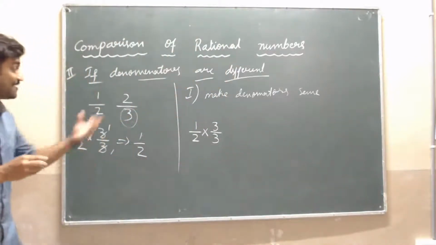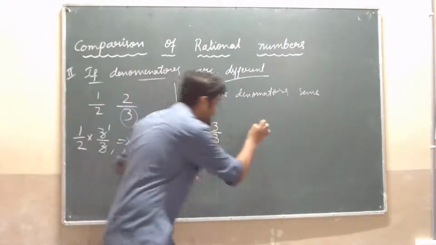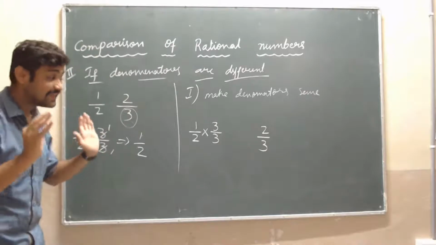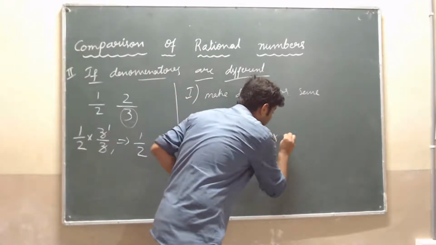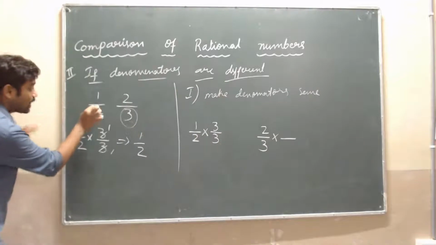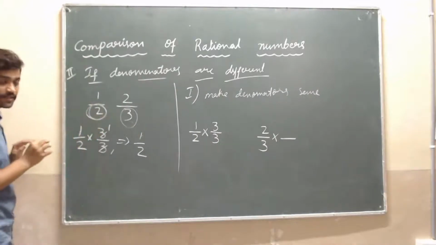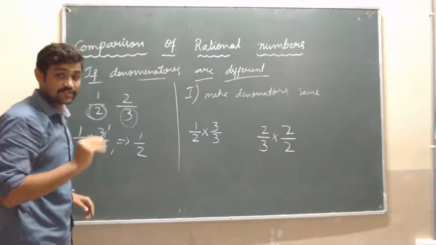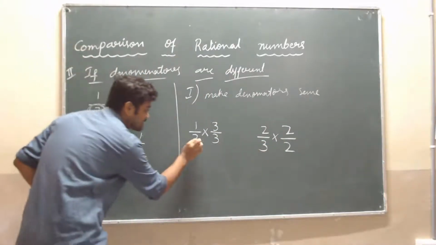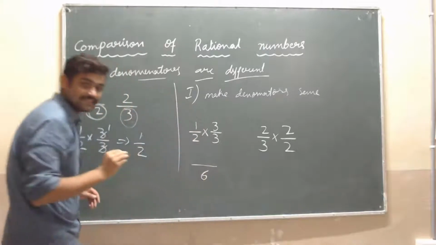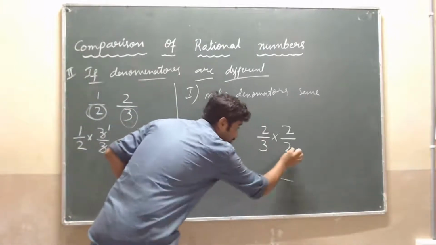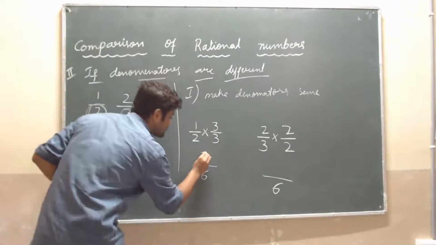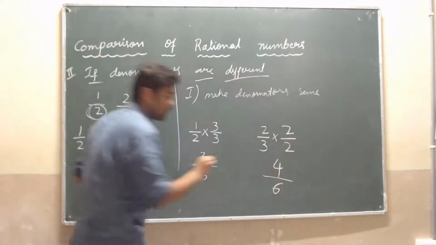Then what about this number? See here, I will write this number, that is 2 by 3 here. Then here we have to multiply and divide by which number? That is 2. Multiply and divide by 2, so that we will get the denominator same. See here, 2 3s are 6, and here the 3 2s are 6. Then we have to multiply: 3 1s are 3 and 2 2s are 4.